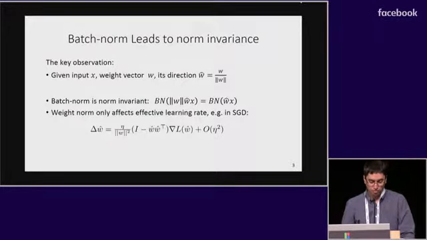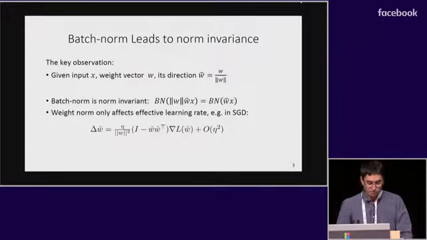One property of batch norm which we'll use is that of norm invariance. Given an input x, a weight vector w of the preceding layer, and its direction w hat, it is easy to show that the batch norm is norm invariant. This means that the norm of the weights has no impact on intermediate activations. We derived an equation for the change in the weight's direction. The only effect of the weight's norm is scaling the rates of these updates. We believe norm invariance is the main property leading to the success of batch norm, by explicitly removing the effect of the weight's norm.